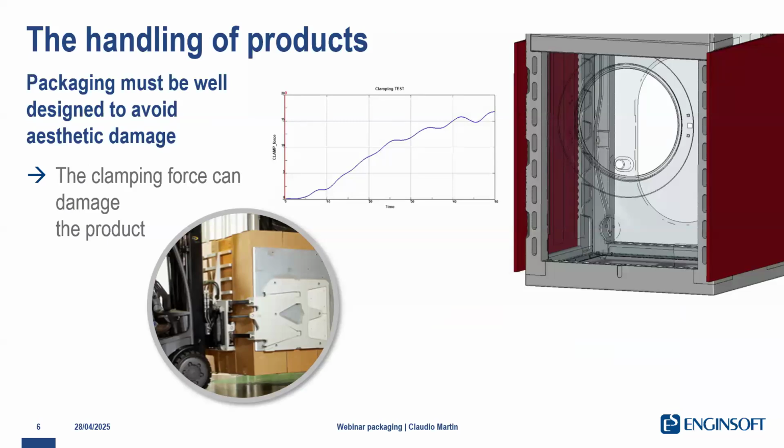Speaking of product handling, the evaluation test is called the clamping test, and this is carried out by clamping the gripper with a force of approximately 1,000 kilograms. This test evaluates loading and unloading from the truck and handling within the facility. At the end of this test, the product is unpacked and the aesthetic damage is assessed. Again, the simulation can provide guidance on how to redesign the packaging to ensure that the product is clamped in the most resistant area, avoiding damage to aesthetic or functional parts.